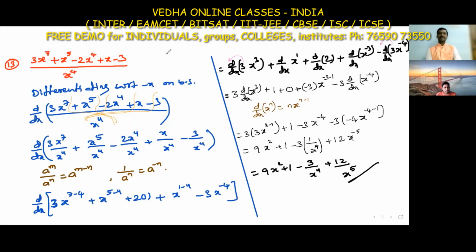Here, what are the concepts we used? We used a to the power m by a to the power n is equal to a power m minus n, and 1 by a power n is equal to a to the power minus n, and d by dx of x power n is equal to n into x power n minus 1 formula, and d by dx of constant equal to 0, d by dx of x equal to 1. These are the concepts we used in this solution.